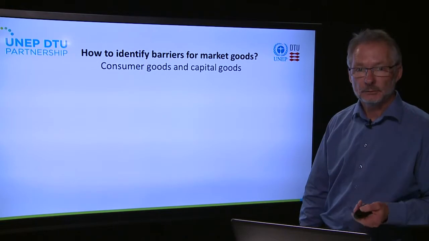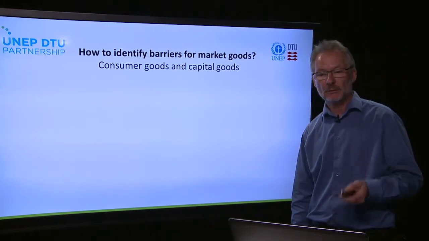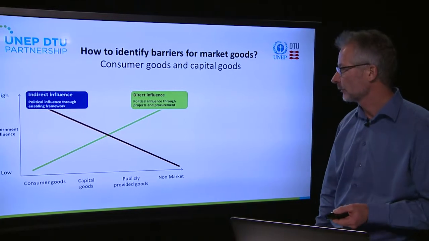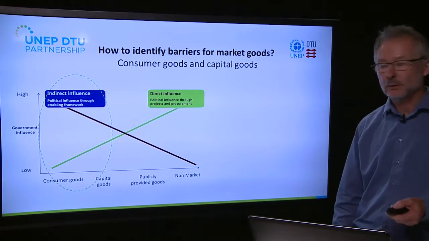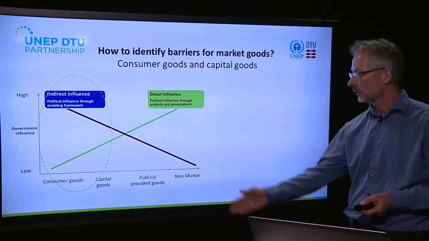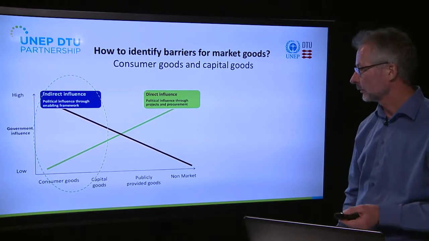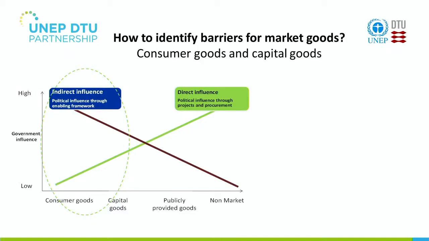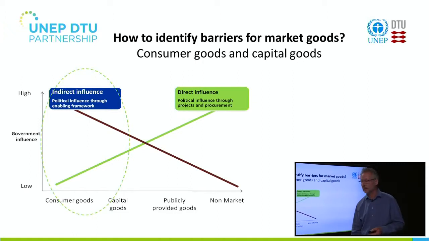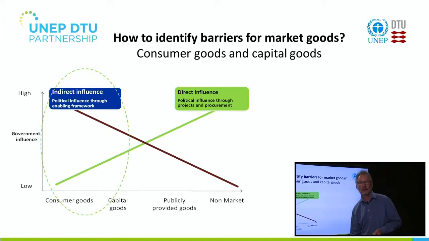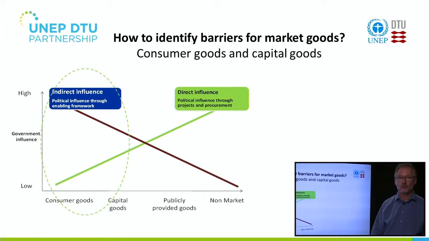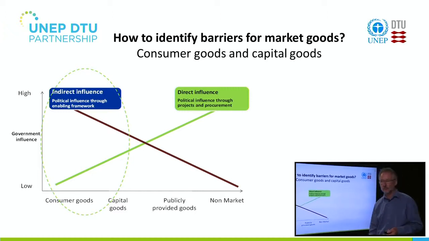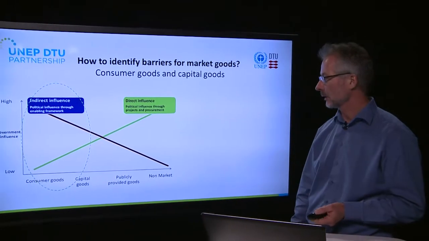This component, on the other hand, will focus specifically on barriers for market goods. And what are market goods? Market goods consist of two categories, consumer goods and capital goods, which are illustrated here on the left part of the screen. Consumer goods are characterized by being diffused on a mass market, and technologies within this category could be solar home systems, drip irrigation tubes, or mosquito nets and other technologies which are diffused on a mass market.